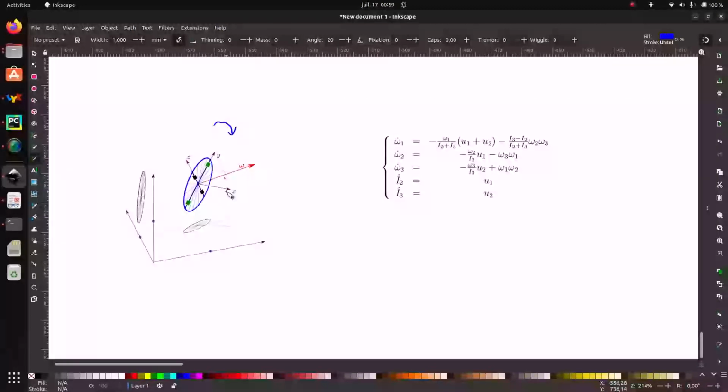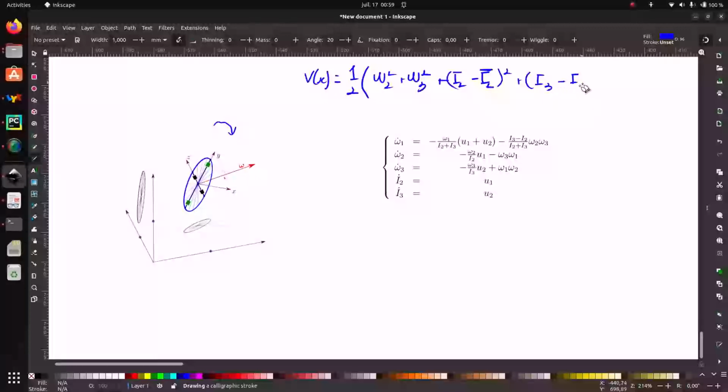So for this, I choose an objective function, which is this one. V of x equal to half, so half is not really needed, omega 2 squared plus omega 3 squared plus a2 minus a2 bar squared plus i3 minus i3 bar squared. So it means that V of x equal to 0 implies omega 2 equals 0, omega 3 equals 0, and of course all the rotation will be transferred to omega 1.